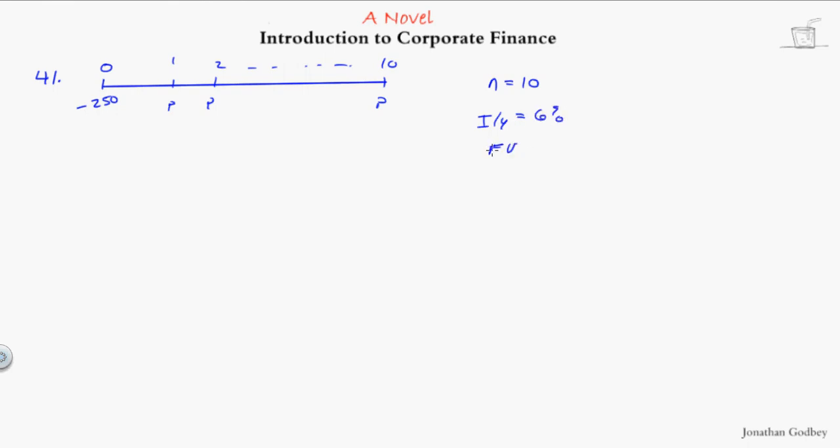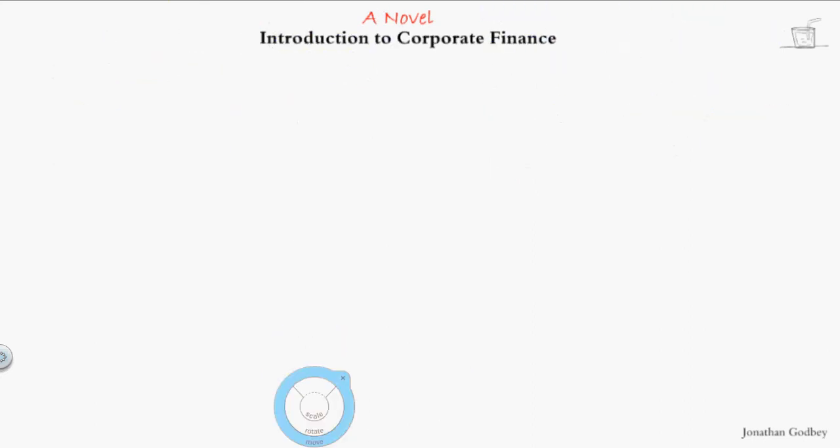Future value is 0 because there's no additional amount there, and this will come up big in future chapters. Present value is 250. By additional amount I mean there's nothing extra at year 10. That's what future value means. So plug this into your calculator, solve for payment, and that payment is going to be equal to $33,966.99.